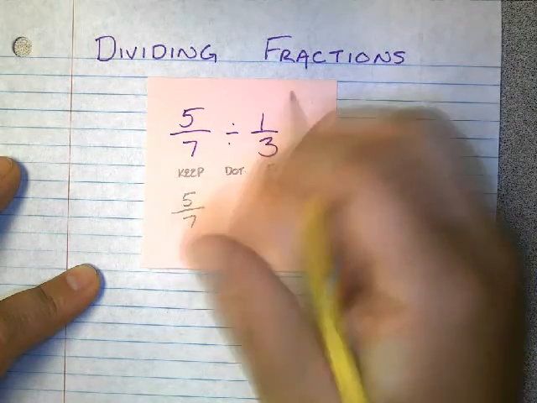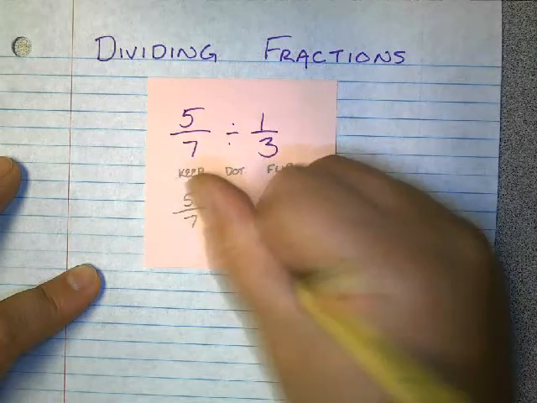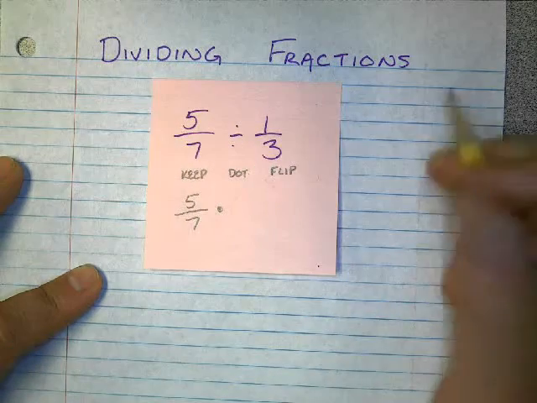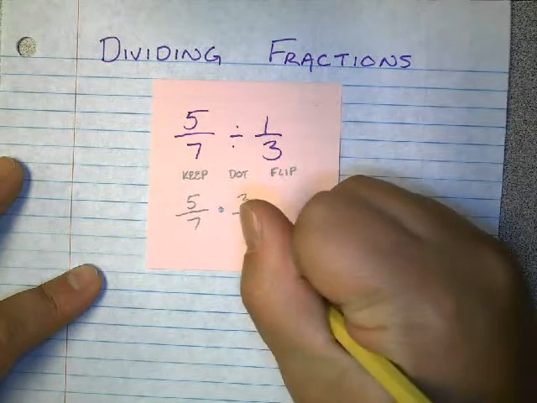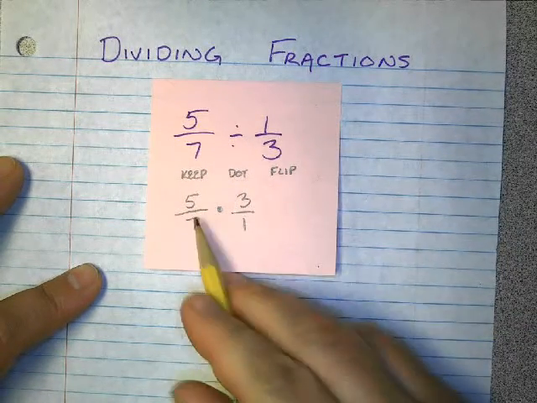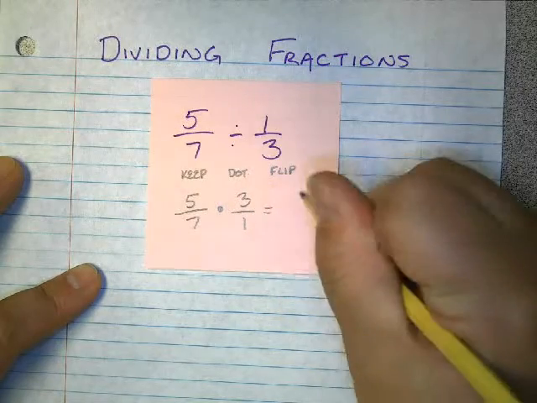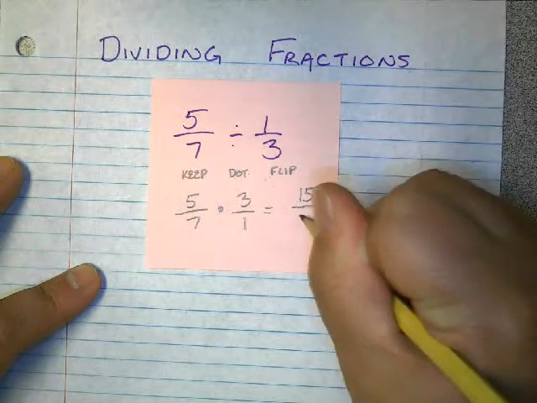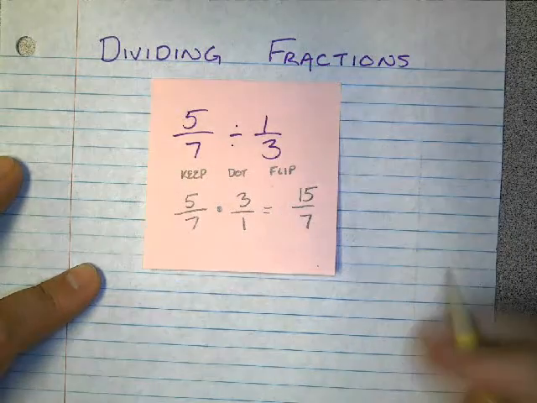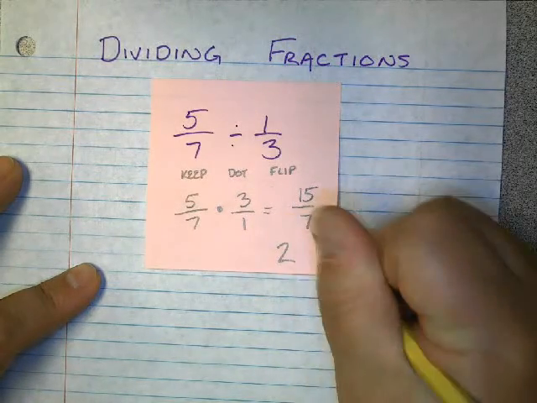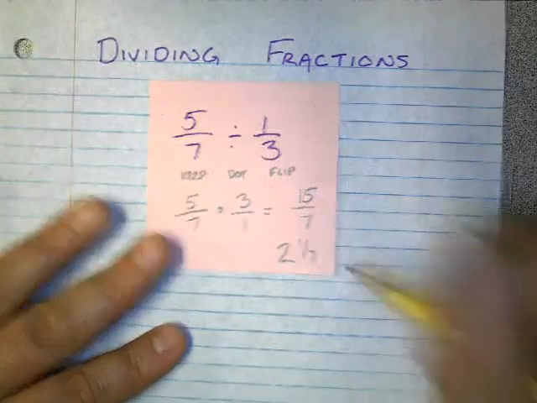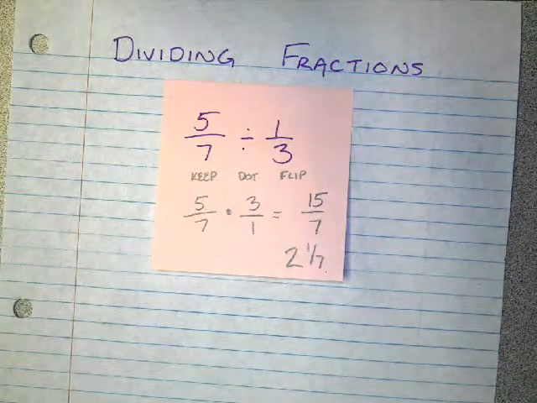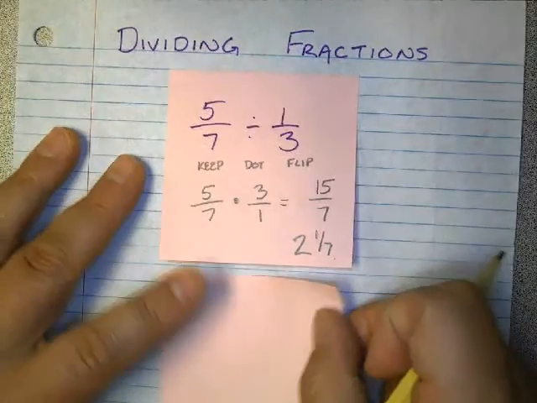Let's do this one. 5/7 divided by 1/3. So I'm going to change that. That division becomes now multiplication. And I'm going to flip this. 1/3 becomes 3/1. So that's going to be 15/7. Or 2. There's 2 7ths that can go into 15, and 1/7 will be my answer.